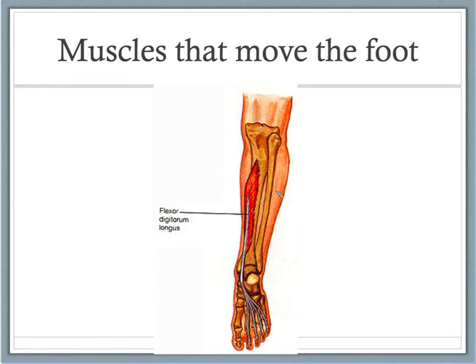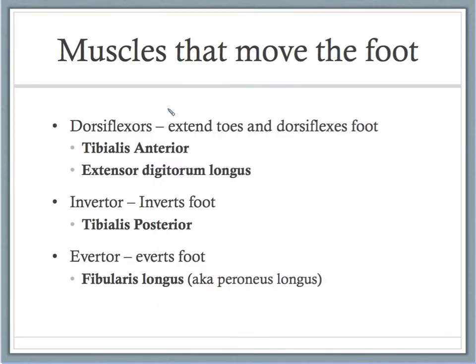Here is your flexor digitorum longus, which originates on the side of your tibia and runs down till it gets to your toes. So when it contracts, it's going to pull your toes downward, allowing you to again stand on your toes, or plantar flex your foot. If we talk about dorsiflexion, this is extending the toes and dorsiflexing the foot, so pulling your toes towards your shin. The two primary muscles for that are your tibialis anterior and your extensor digitorum longus, which we're going to look at.